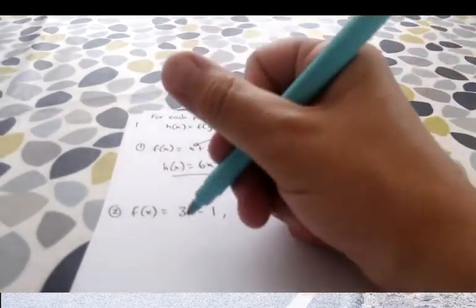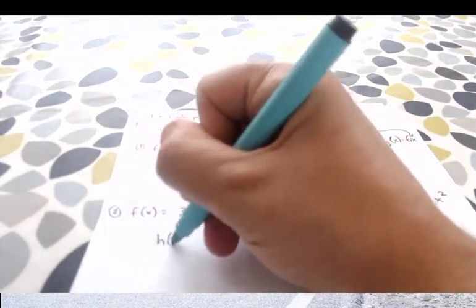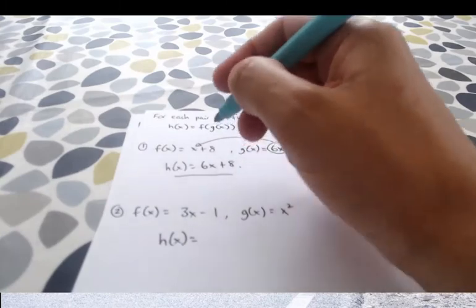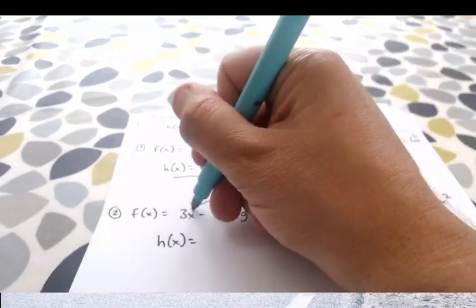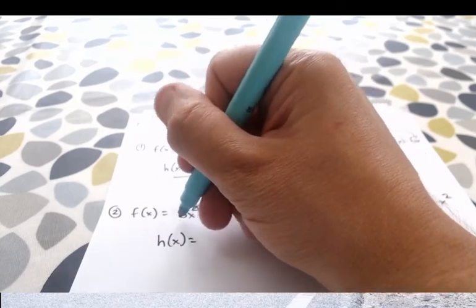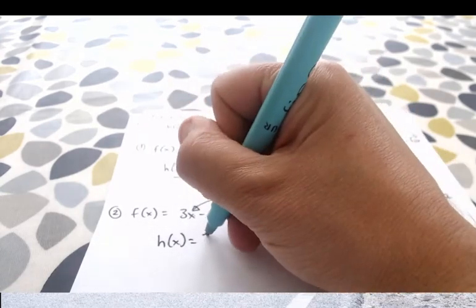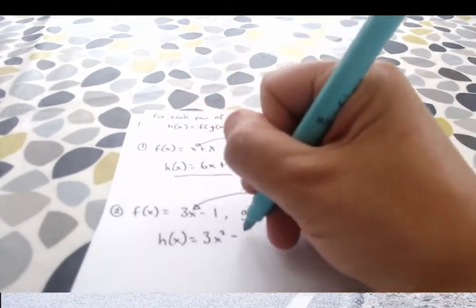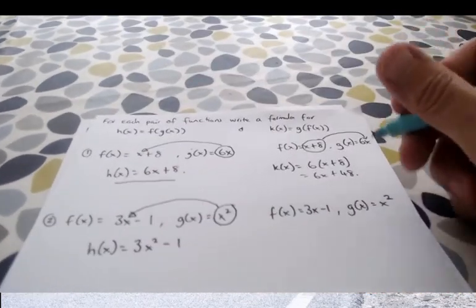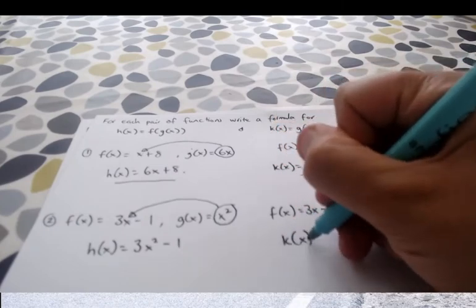Okay, so this one here, we're calling this h of x, this new function. It's f of g of x, so the g of x is in the bracket, so it goes in the circle, and it arrows over and replaces that with it. I'm going to write this out. I'm going to get 3x squared minus 1.